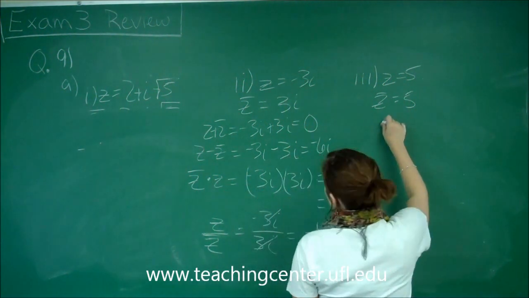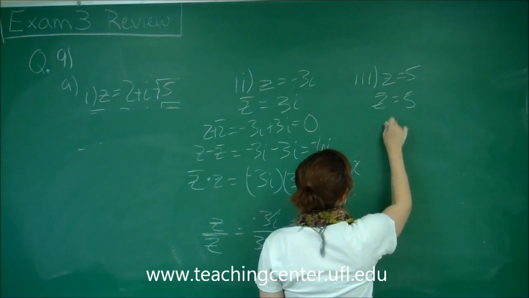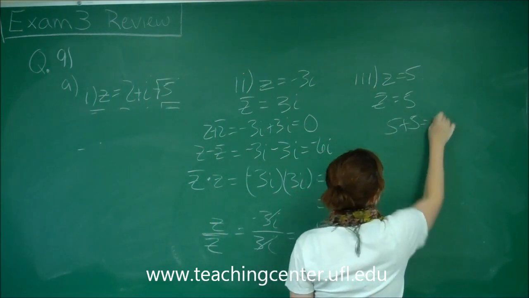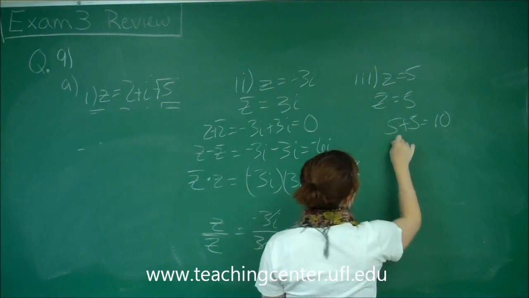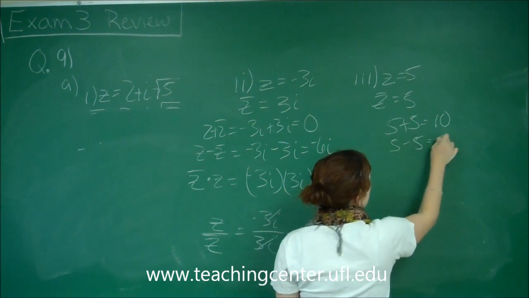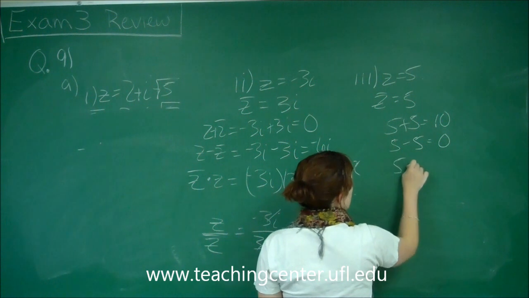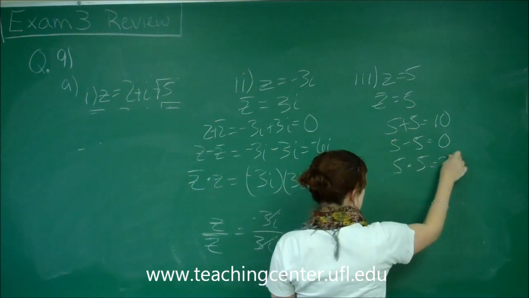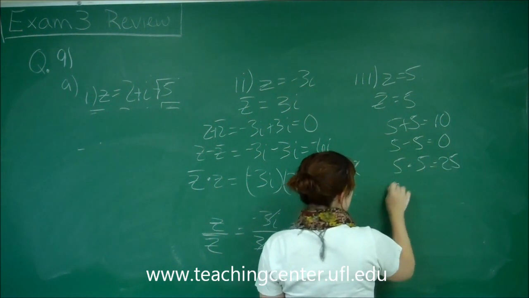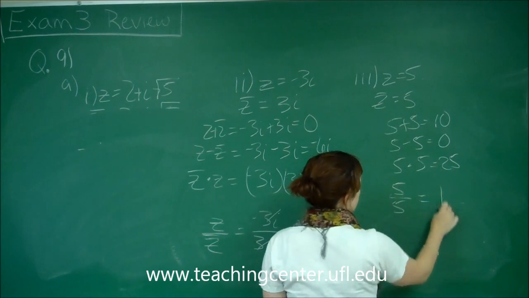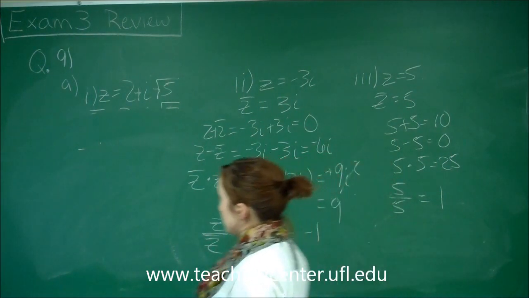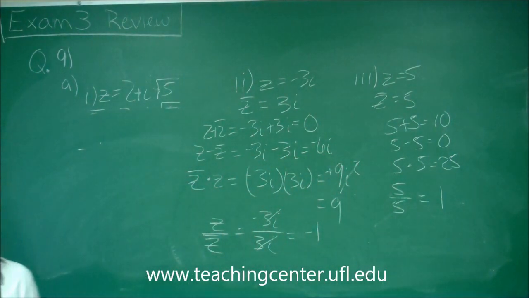So here with z plus z bar, we've got 5 plus 5, which is equal to 10. z minus z bar, which is 5 minus 5, which is equal to 0. z times z bar, which is 5 times 5, which is 25. And then z divided by z bar, which is 5 divided by 5, which is 1. So that's all your answers for problem number 9a.